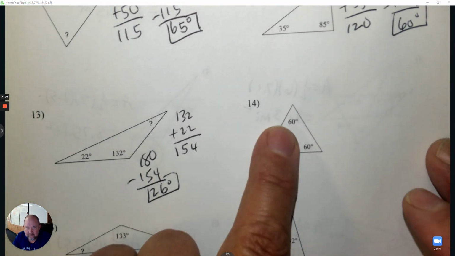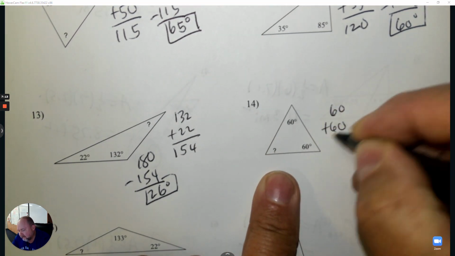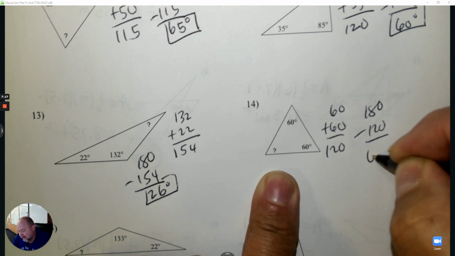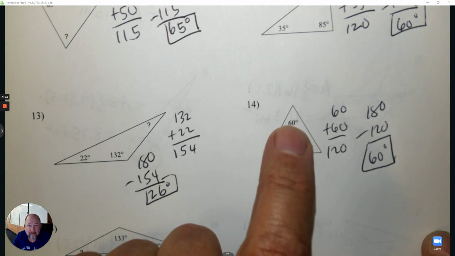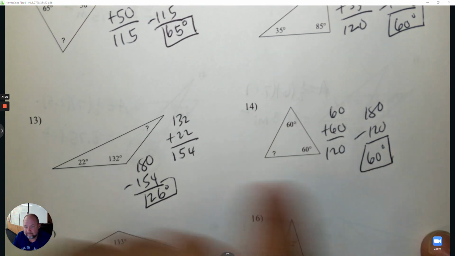Number 14. I'm going to add the angles I see, 60 plus 60. Then I'm going to subtract from 180 and find the missing angle. This is actually called an equiangular triangle because all three angles are the same size.